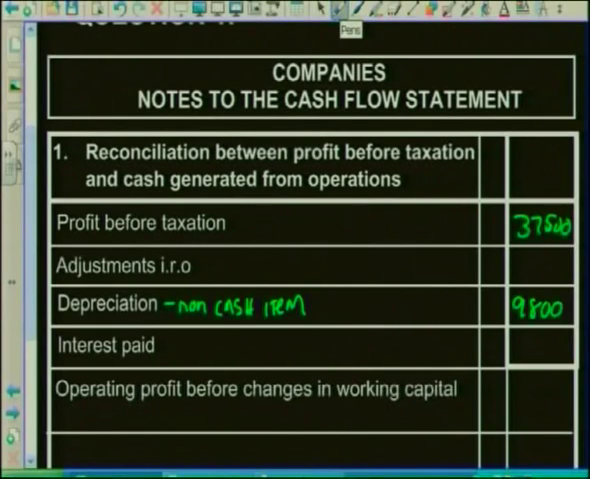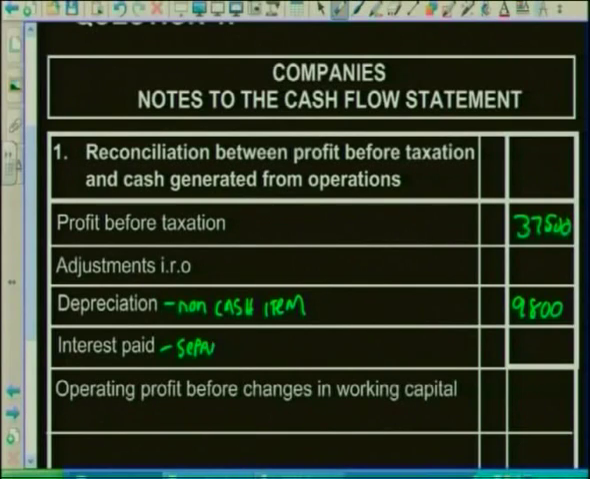9,800. Okay. The next adjustment that we need to make to this profit before tax is for interest paid. Now remember guys, interest paid is a cash item. It is money that is leaving your bank account. Now the reason why we make this adjustment is because interest paid is disclosed separately on the face of your cash flow statement. So it is not shown in the note as a separate item. It is instead shown on the face of the cash flow statement as an item on its own. So this item is disclosed separately.